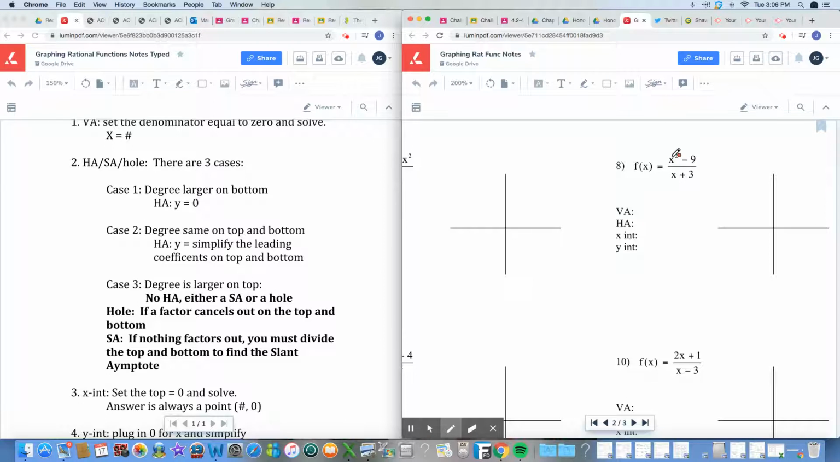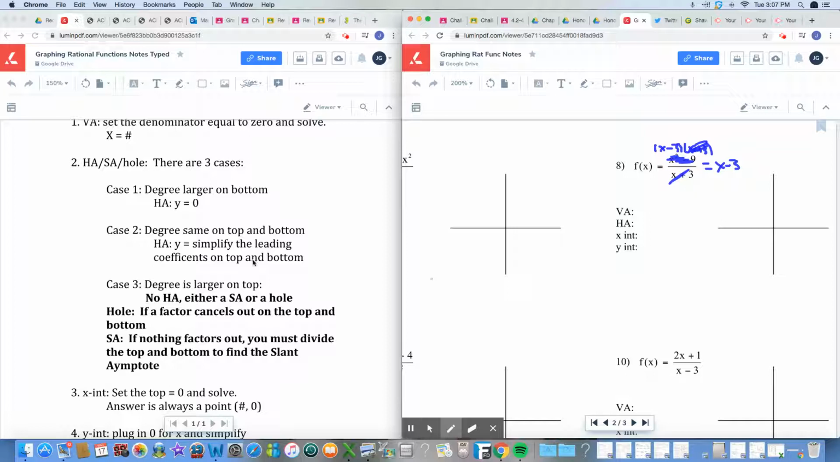If you notice, x squared minus 9, which I think most of you would recognize, is x minus 3 times x plus 3. So we just write it that way instead. What I would hope you would also realize is that I could cancel out the x plus 3's, which leaves me with x minus 3. Now, since we started with a case where the degree was larger on the top compared to the bottom, we have our third case.